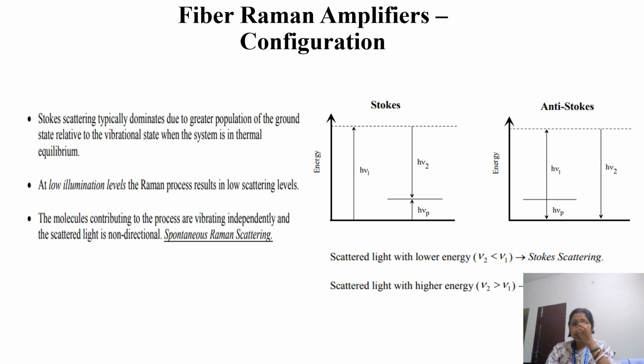And apart from these, there are two different phenomena: the spontaneous Raman scattering and the stimulated Raman scattering. When we are giving low intensity light, whatever light is scattered from the device will be non-directional. That's why the name is spontaneous Raman scattering. And when we provide higher intensity light, this will give stimulated Raman scattering. So all the light which is scattered from the device will be in phase and in direction.